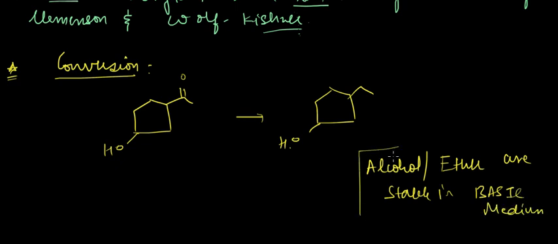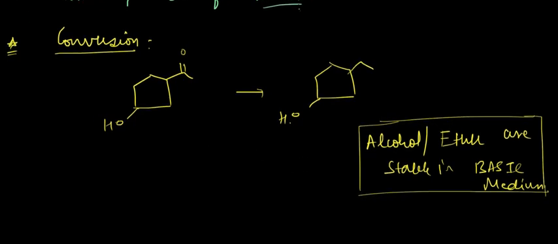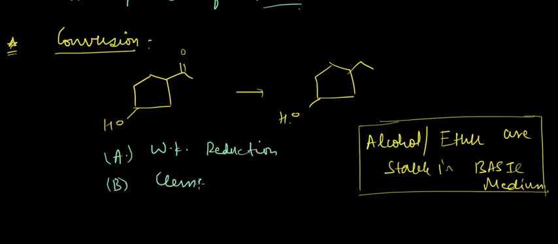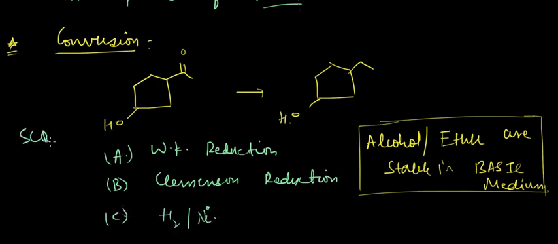So using this concept as a hint, you have to answer the following multiple questions that follow for this conversion step. Part A: you can do this conversion using Wolf-Kishner reduction, or using Clemmensen reduction, or using H2/Ni. And this is a single correct choice question. So what would be the correct choice?